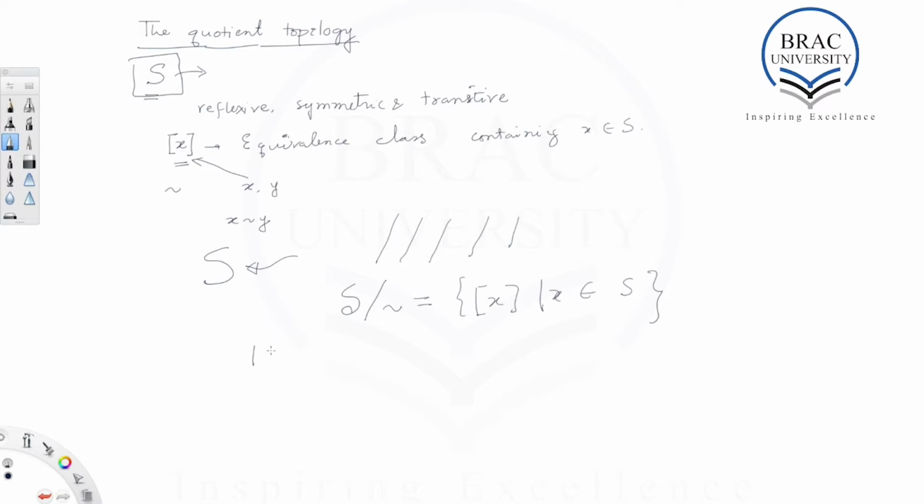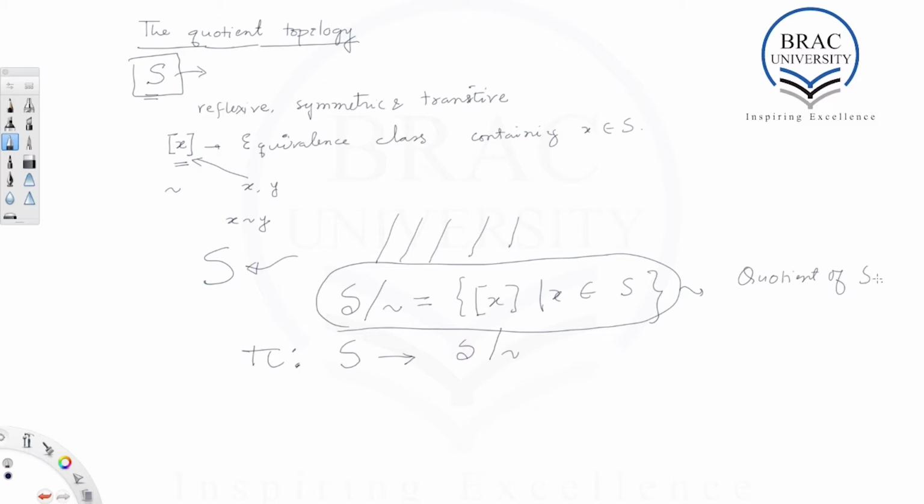Okay, so there is a natural projection map which projects the starting set S to this set. This set has a name, which is called the quotient set, or the quotient of S. There is this natural projection map under which X gets mapped to the class to which this X belongs. So it is immediate from this discussion that pi is surjective, but it is not necessarily injective.